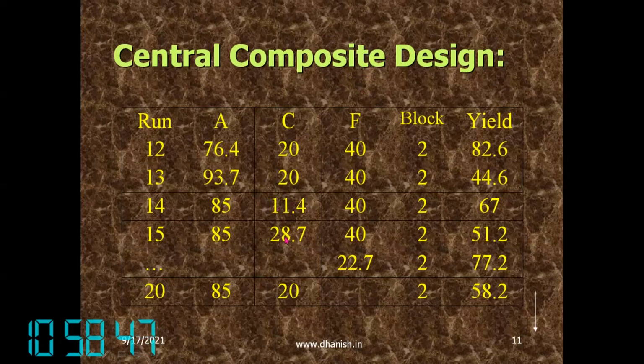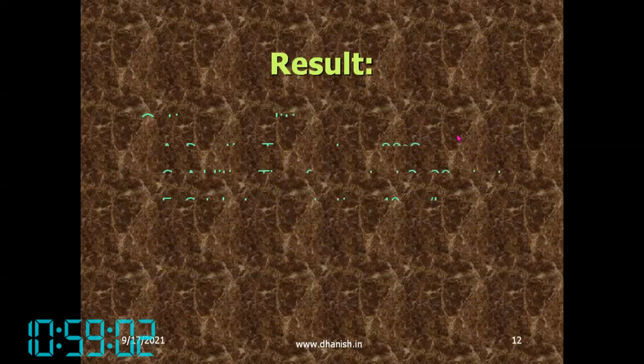Okay, so here we can see 11.4 to 28.7, like that. So this is done later in the same design. So that's why we are treating it as another block. What a block is, we'll discuss later. So once again, we measure the yield. So up to these 20 runs, and then we analyze the results.